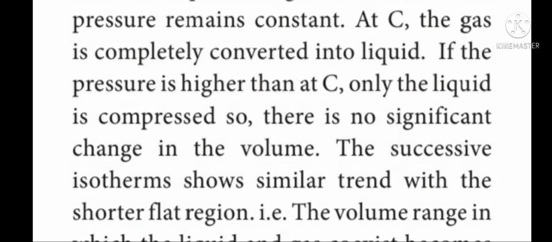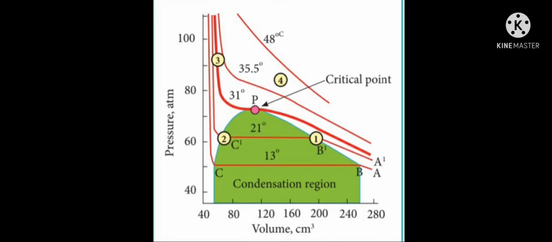At C, the gas is completely converted into liquid. If the pressure is higher than at C, only the liquid is compressed, so there is no significant change in the volume. Hence, at point C, all gas is completely converted into liquid. If you give more pressure than at C, only the liquid is compressed. Hence, there is no significant change in volume.